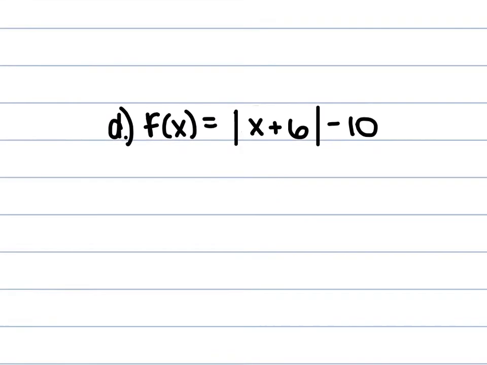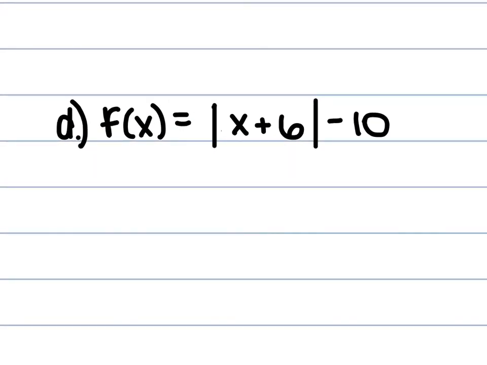All right, let's take a look at D. What type of graph is this going to be? Absolute value. Perfect. Okay, so now we look at each part. We have a 6 that's being added on the inside. What does this do to our graph? It shifts to the left. Perfect. Shifts left 6.